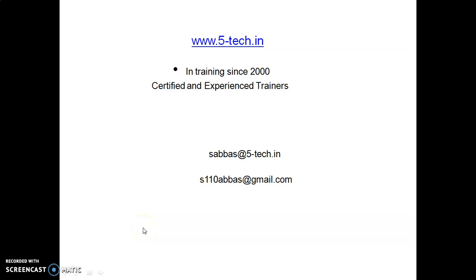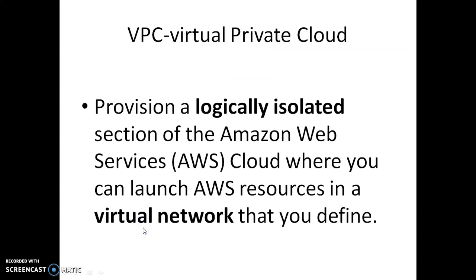This is Abbas. In this lesson, we are going to talk about VPC, that is Virtual Private Cloud, a provisioned, logically isolated section of the Amazon Web Services cloud where you can launch AWS resources in a virtual network that you define. That means the instances, whatever you launch, or the resources, they all are parked in VPC.